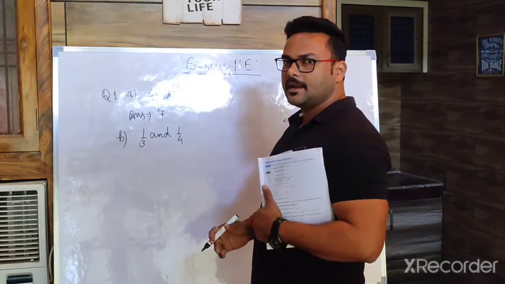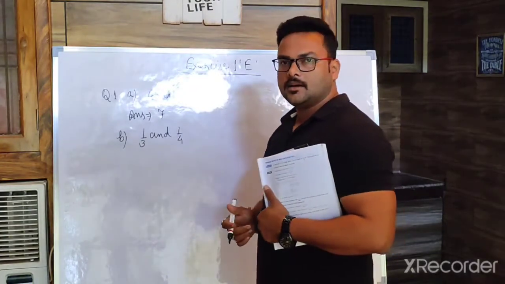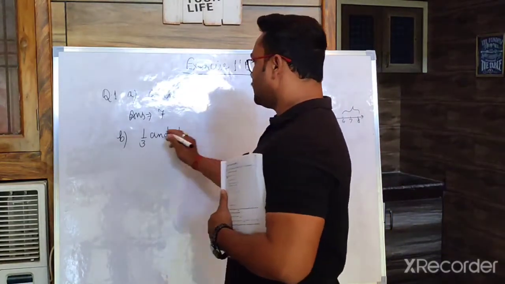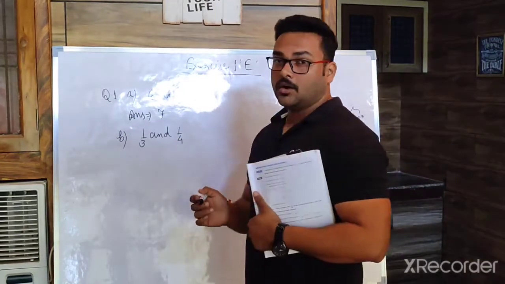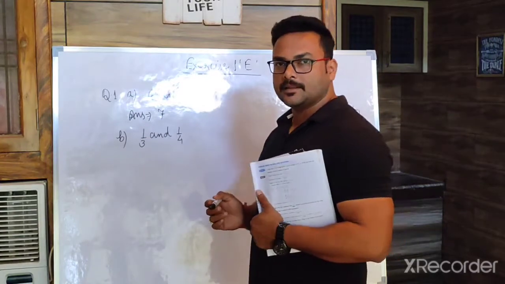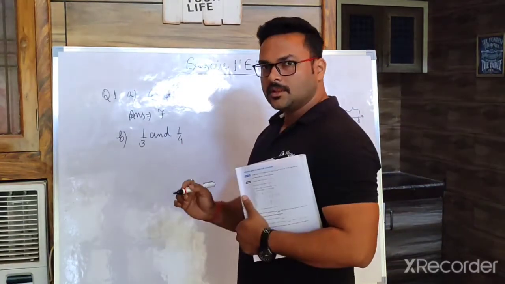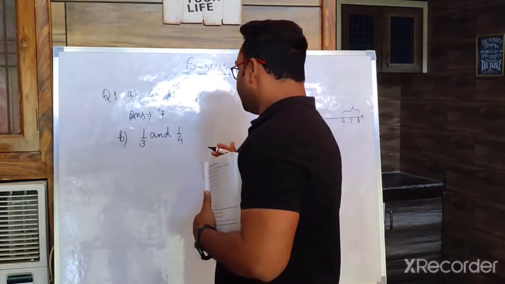Question number B. See, 1 by 3 and 1 by 4. Only one rational number we have to find, so simply you can add them and divide by 2. You will get the answer. Or, as I told you, the same method you can follow. So I will solve both the ways. You can write any one.